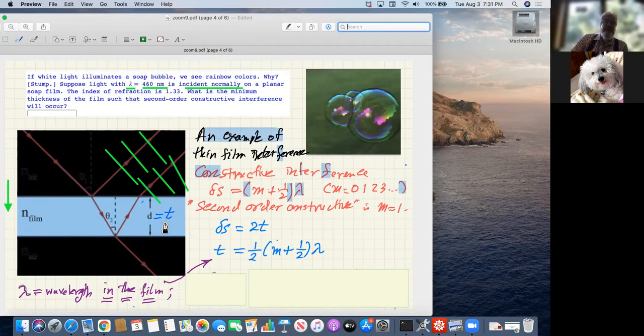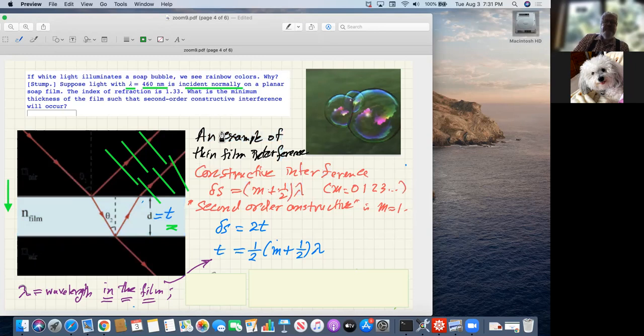Depending on the thickness of the surface, in the original diagram, it was called D, but in the problem, it's called T, or at least in the analysis, it's called T. At the correct thickness, these two outgoing waves will be interfering constructively. And so you'll get bright reflection in that direction. Well, bright reflection perpendicular for that thickness, and not for other thicknesses, and not for other wavelengths.